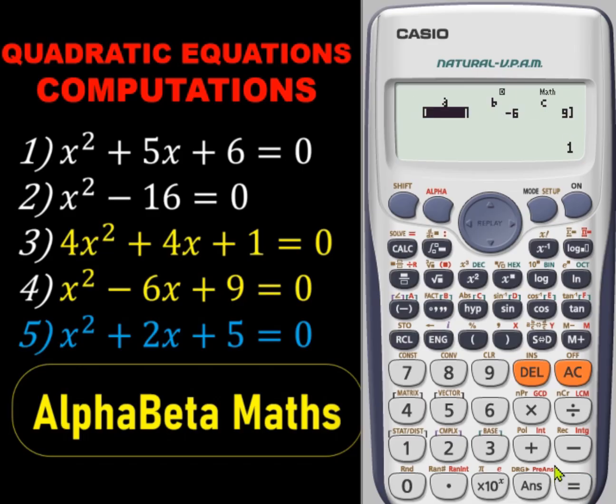Alright, let's look at the fifth question. So we have 1, 2, and 5. Then you press on equal to. So anytime you work something like this, it means that this is a complex number. You are getting the complex roots. So the 2i represents the complex part and the -1 represents the real part. So our x1 is -1 plus 2i and also -1 minus 2i.